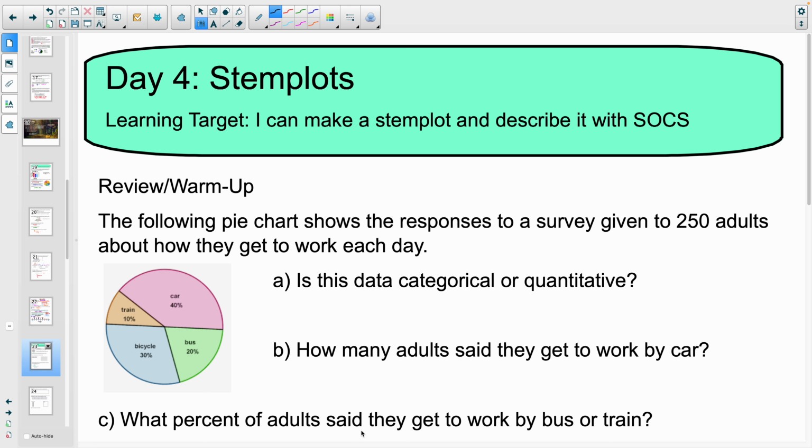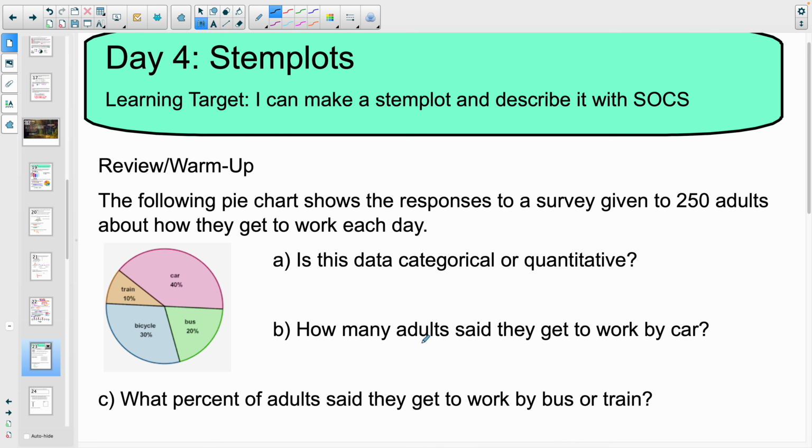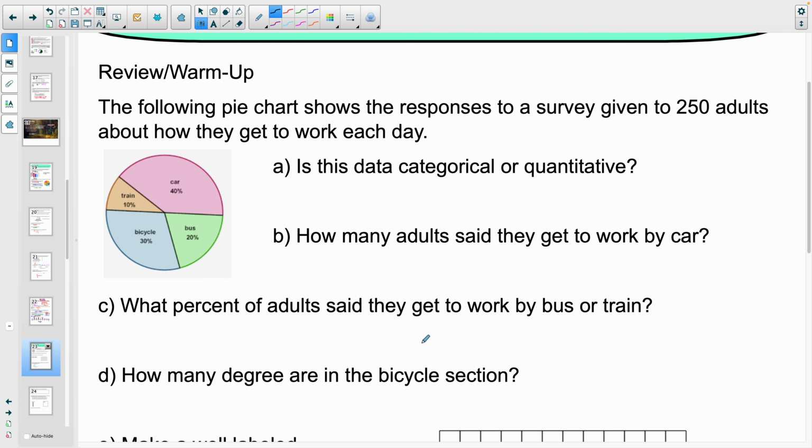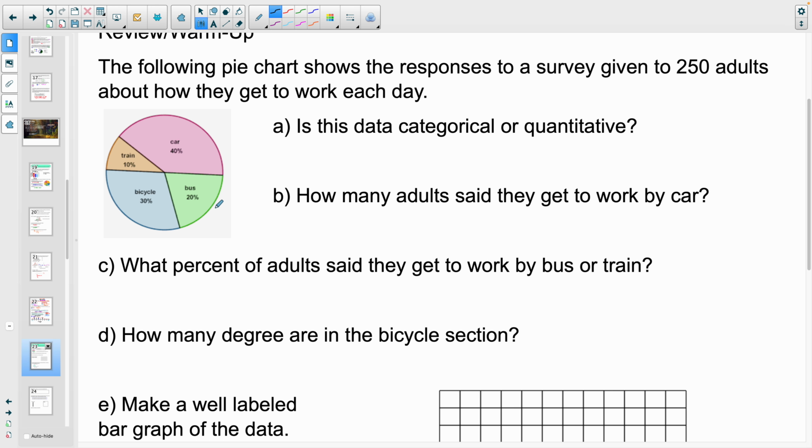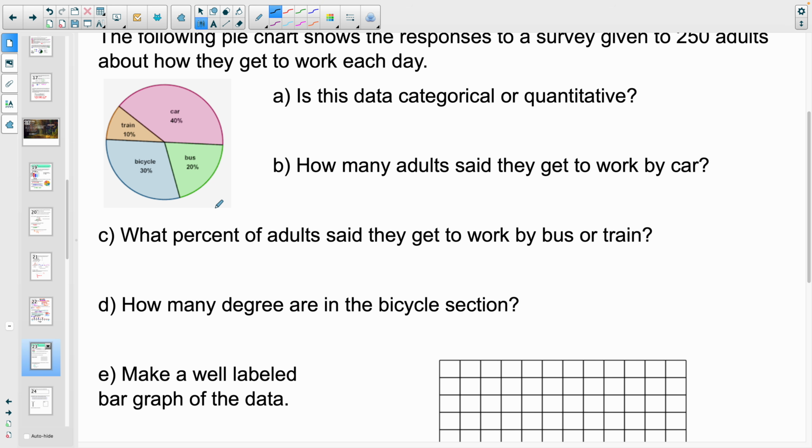The following pie chart shows the responses to a survey given to 250 adults about how they get to work each day. I know those numbers are a little hard to see on your notes, but it says train 10%, car 40%, bicycle 30%, and bus 20%. So is this data categorical or quantitative? Remember, you're talking about the question being asked and what the answers were. Anytime you see a pie chart or a bar graph, it is automatically categorical.